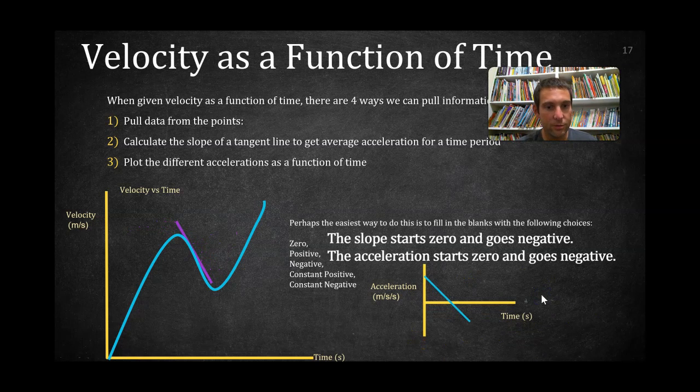Next piece, the slope starts at 0, because that's where we ended last time. Starts 0 and goes negative. So to show that on our acceleration versus time graph, we start 0 and go negative. This is a constant acceleration, constant decreasing acceleration on the right side.